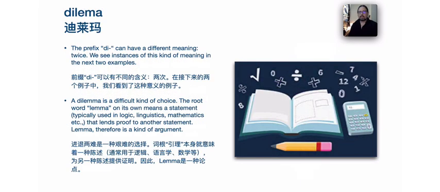Moving on to prefix di, dilemma. The prefix di can have a different meaning, twice. We see instances of this kind of meaning in the next two examples. A dilemma is a difficult kind of choice. The root word lemma on its own means a statement. A lemma, typically used in logic, linguistics, and mathematics, etc., is one that lends proof to another statement.